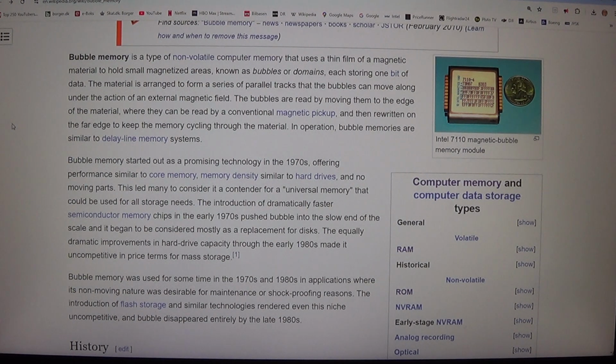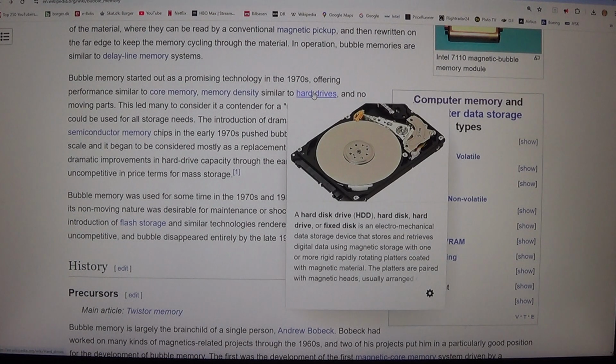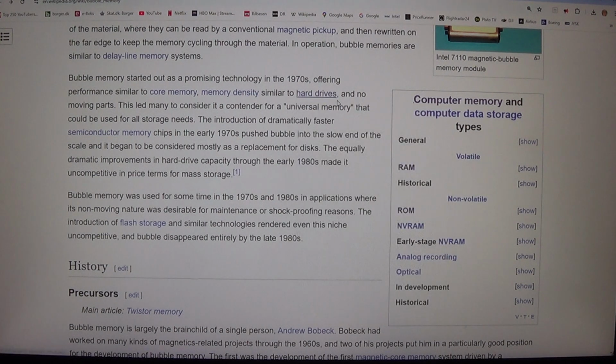In operation, bubble memories are similar to delay line memory systems. Bubble memory started out as a promising technology in the 1970s, offering performance similar to core memory, density similar to hard drives, and no moving parts. This led many to consider it a contender for a universal memory that could be used for all storage needs.